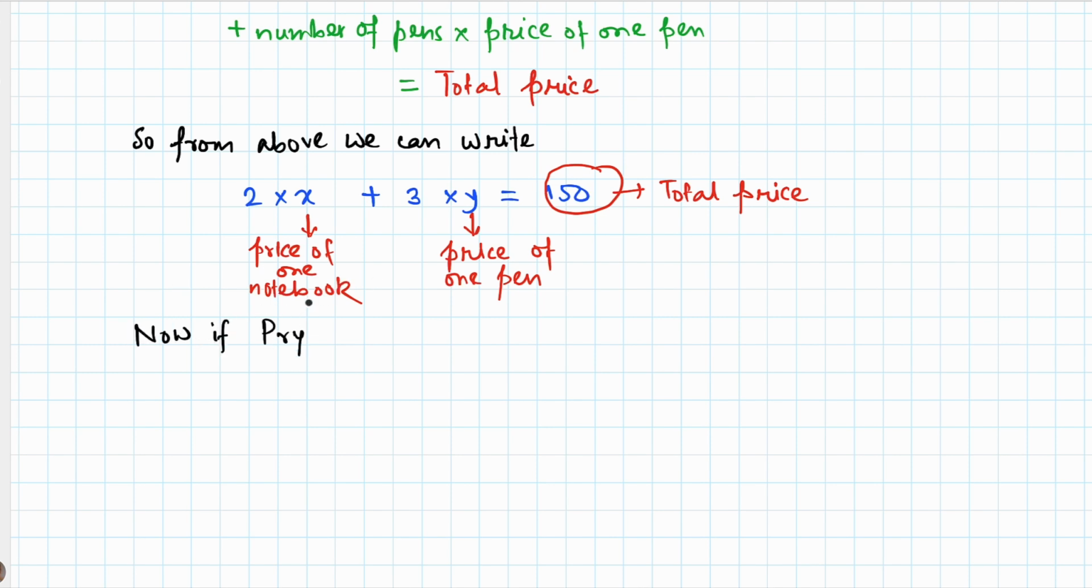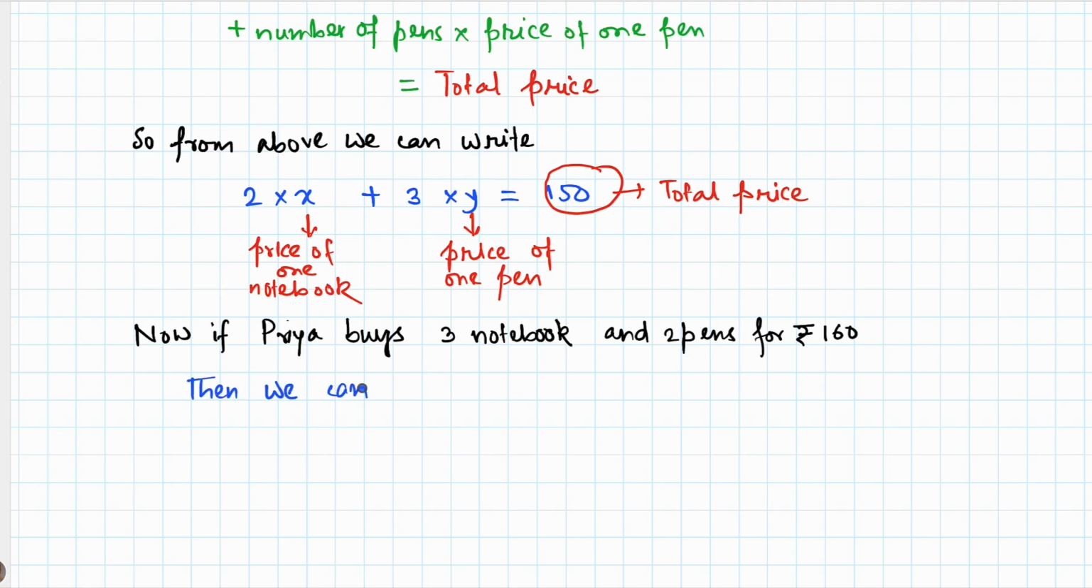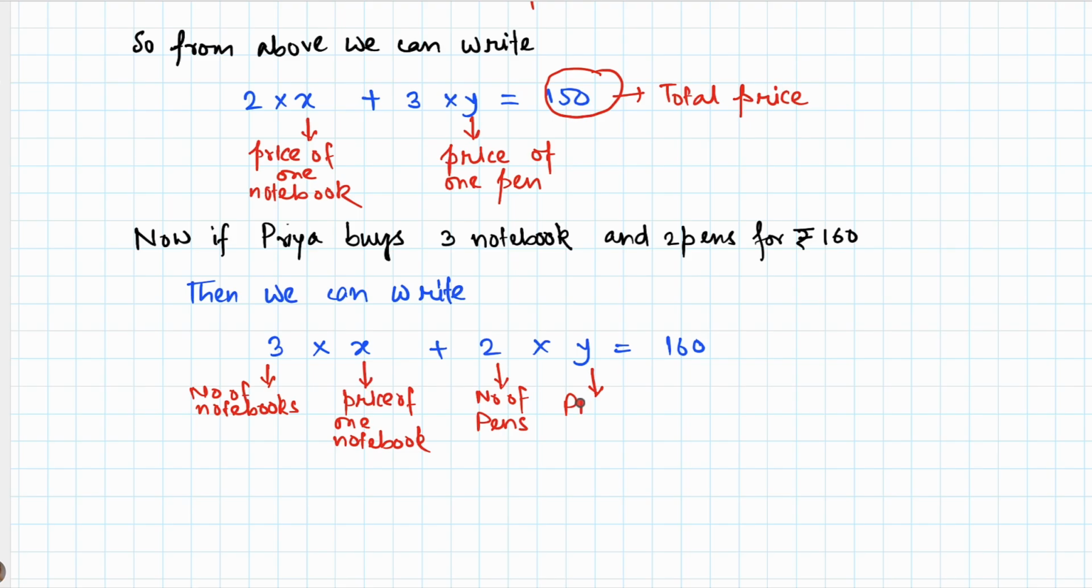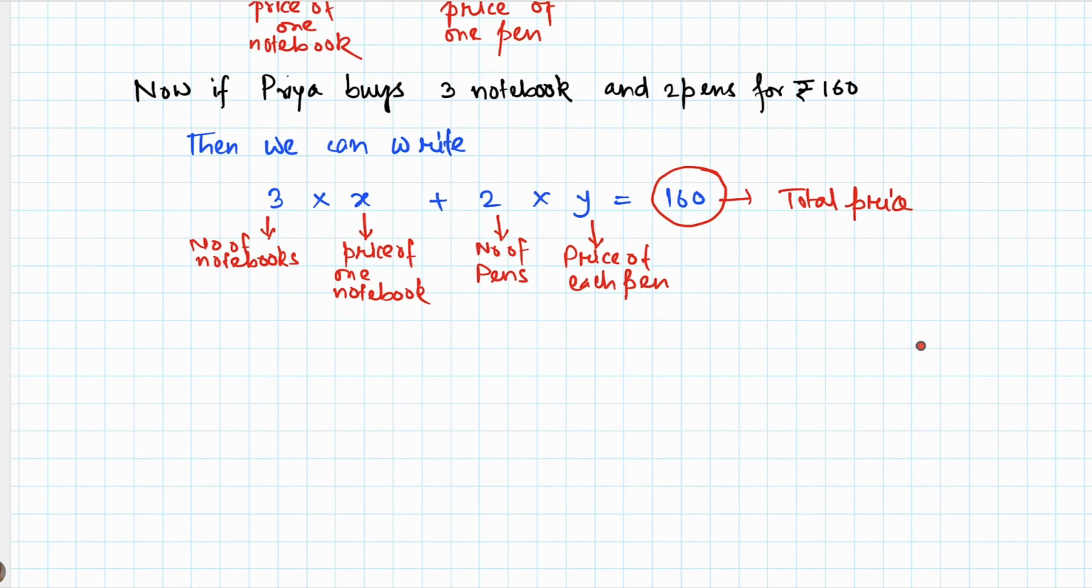Now if Priya buys say 3 notebooks and 2 pens for a value of 160, then how can we frame this equation? So then we can write 3 times X plus 2 times Y is equal to 160. That is again the total value. So this is the number of notebooks times price of one notebook, which gives the total price of the notebooks purchased, and number of pens times price of each pen, the total price of the pens, which will give us the total price as 160.